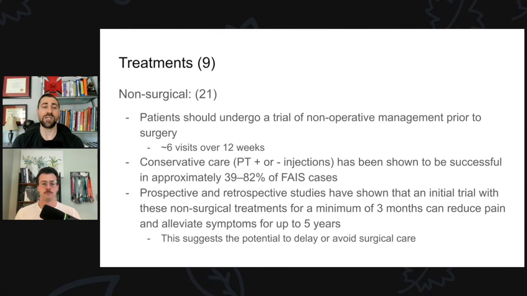So like I said, I cherry picked that previous article. A lot of folks can do really well with just conservative care as well as injections, but you will find studies where they don't do quite as well. Prospective and retrospective studies have shown an initial trial with these non-surgical treatments for a minimum of 3 months can reduce pain and alleviate symptoms for up to 5 years, right? And this suggests the potential to delay or avoid surgical care. Thus, first-line treatment should be physical therapy, but don't feel bad if you don't solve everyone's problem.